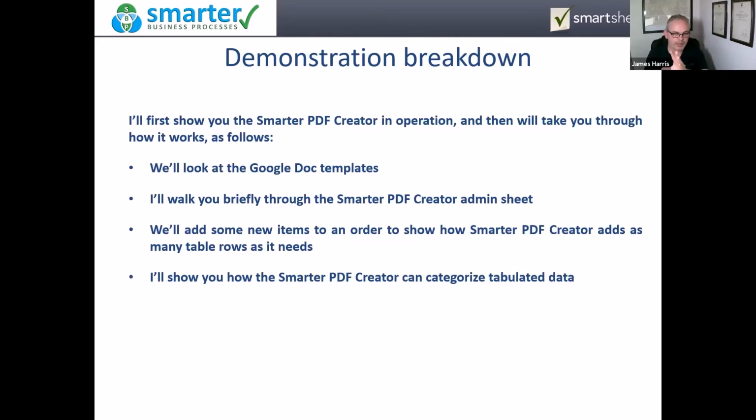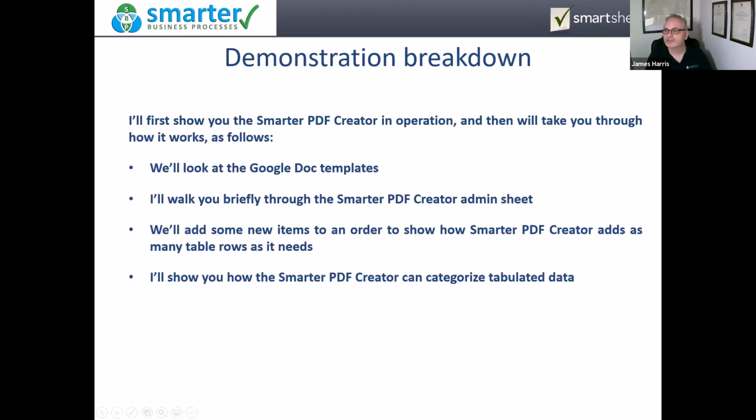it has all the mapping that effectively, you know, the mapping that Debbie did in Adobe. That's effectively the same thing done just in Smartsheet. And then we'll show you how the Smarter PDF Creator can create multiple lines in a table, and also how it can categorize that data.